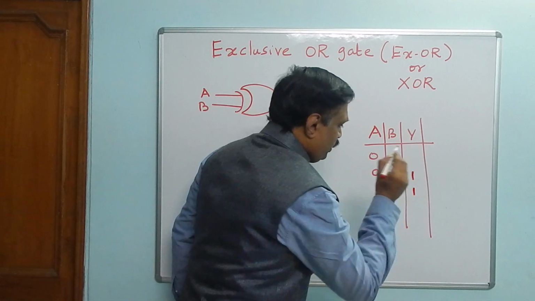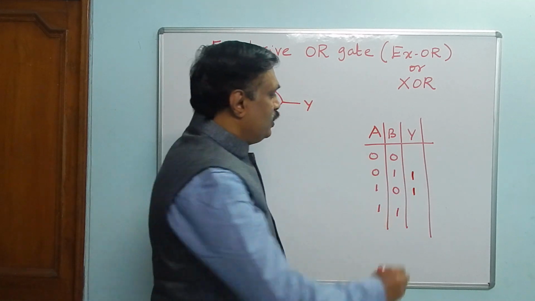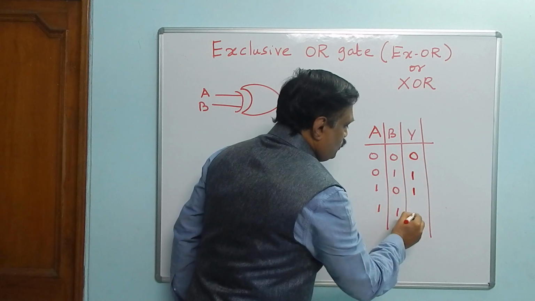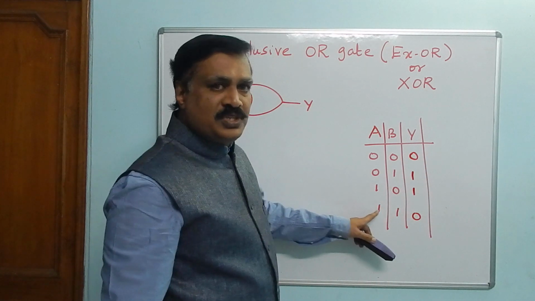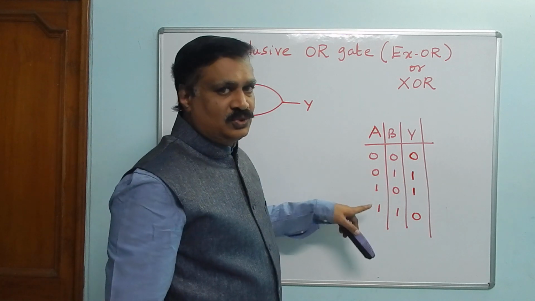Therefore, 1 here, 1 here. When both the inputs are the same, then the output is 0. This is the XOR gate truth table.